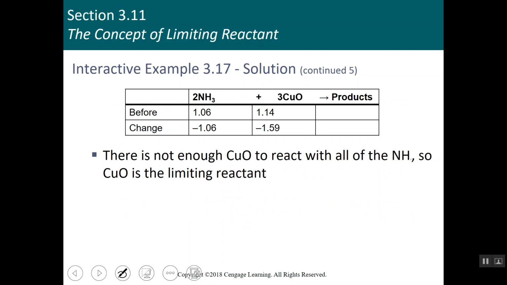So this is when we were given grams, we calculated our moles. And then when we went through, we said, okay, if we use all 1.06 moles of ammonia, then that will require us to use 1.59 moles of copper(II) oxide, but we don't have 1.59 moles, so that's our limiting reactant. That's one way to do these problems.